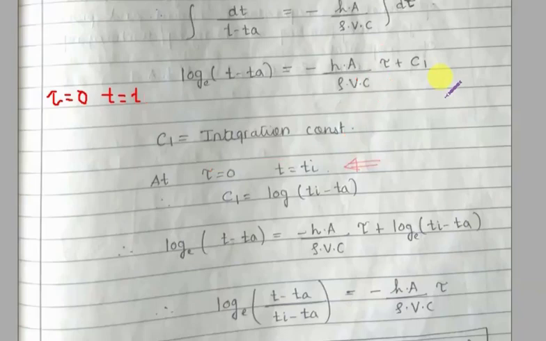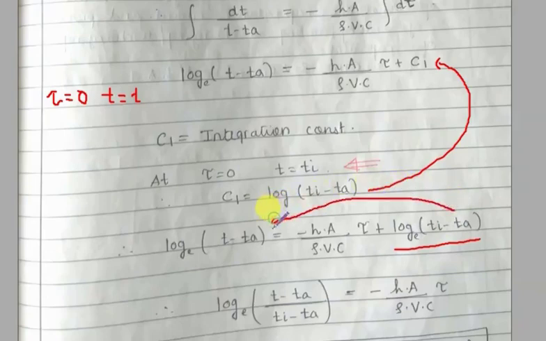That is our aim. Now I will substitute the value of C1 in this equation. So log of T minus Ta equals minus hA over rho V C multiplied by tau plus this value of C1, log of Ti minus Ta. Now I will take this term to the left hand side, right?